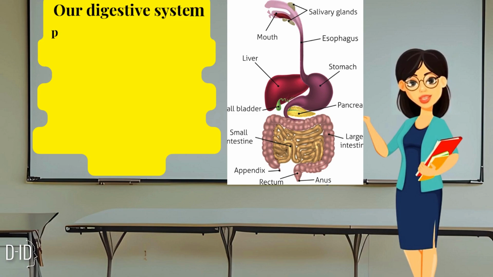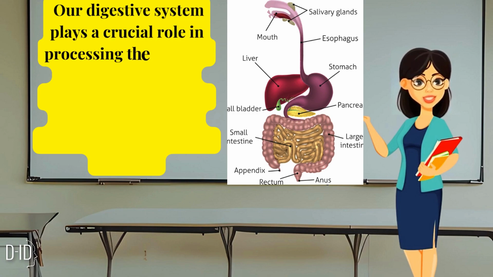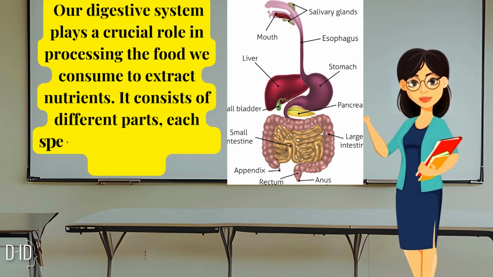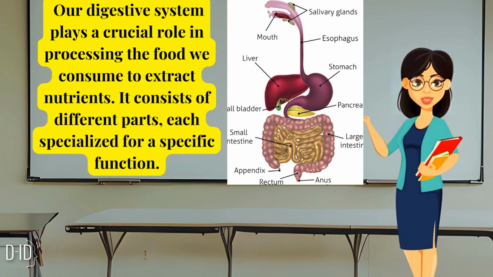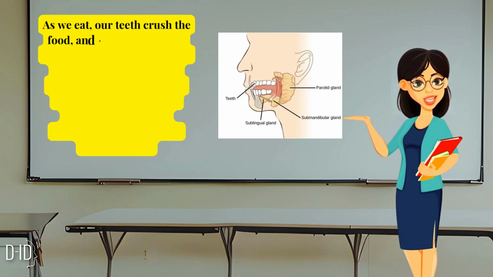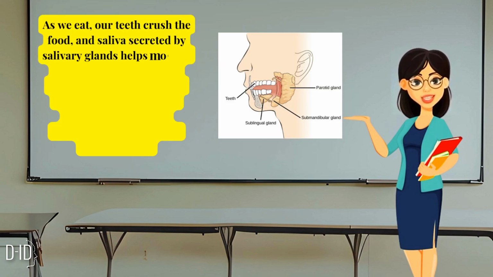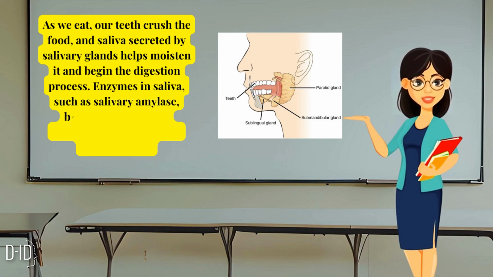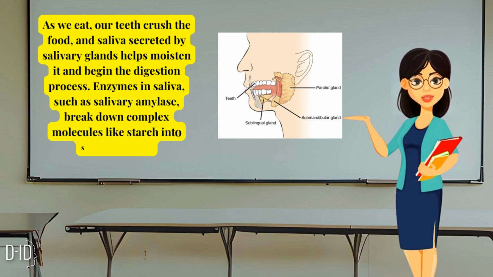Let's zoom in on nutrition in human beings. Our digestive system plays a crucial role in processing the food we consume to extract nutrients. It consists of different parts, each specialized for a specific function. As we eat, our teeth crush the food, and saliva secreted by salivary glands helps moisten it and begin the digestion process. Enzymes in saliva, such as salivary amylase, break down complex molecules like starch into simple sugars.